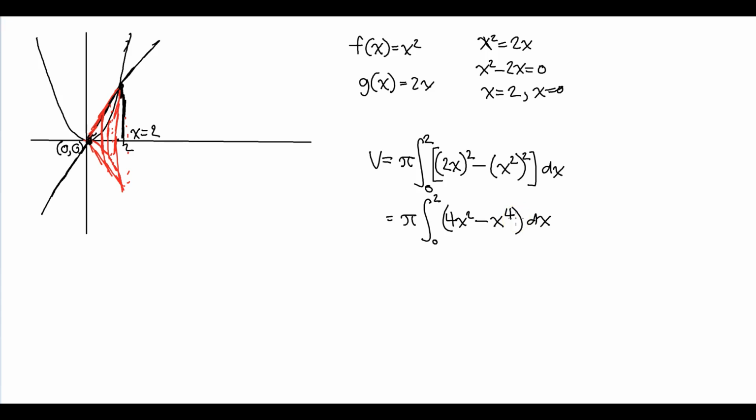Now what do we do? Well, you just integrate. You take pi and you integrate, so you get 4x cubed over 3 minus x to the 5th over 5. If you do from 0 to 2, apply the fundamental theorem, 0 will make the entire expression equal to 0, so we only need to evaluate it at 2. And that equals 4 times 2 cubed, so 4 times 8, 32 over 3, not 48 over 3.